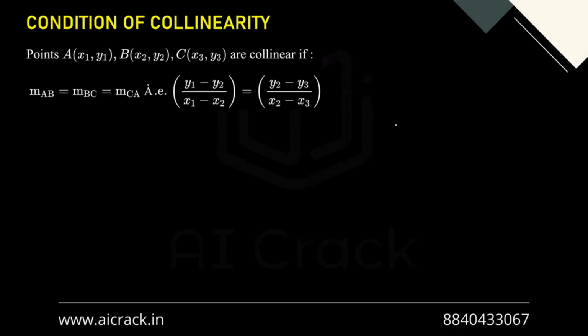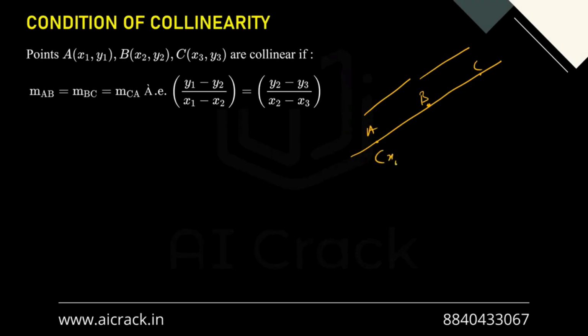Now let us talk about the condition of collinearity. Let's say we have this line and we have 3 points on it, A, B, C. If 3 points are lying on a single line, in that case, these 3 points are called collinear, right? Now the first condition, how to judge if any 3 points are collinear or not, the first mathematical condition would be that the slopes of AB and BC would be the same, right? Because these 3 points are collinear. So slopes of AB and BC should be the same.